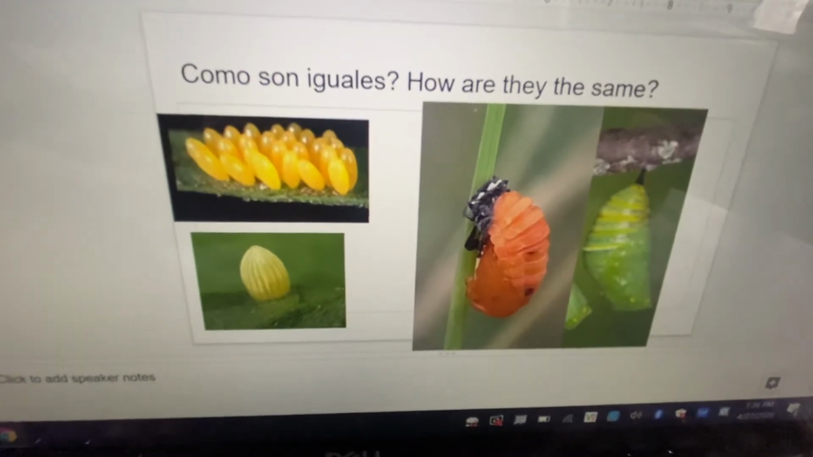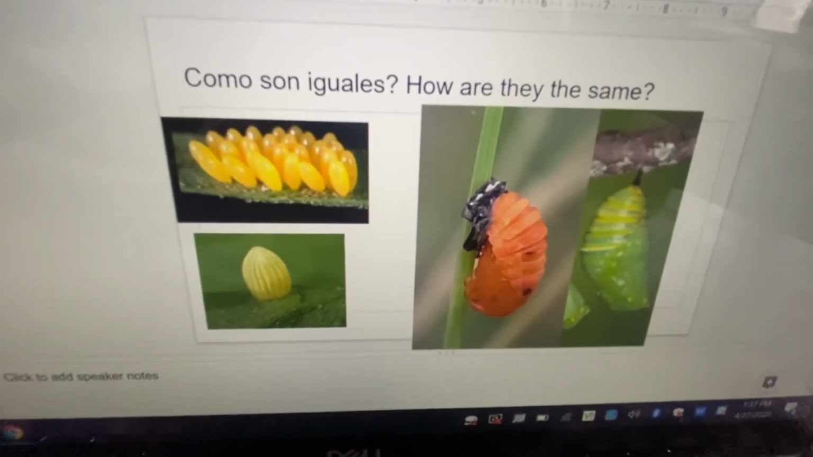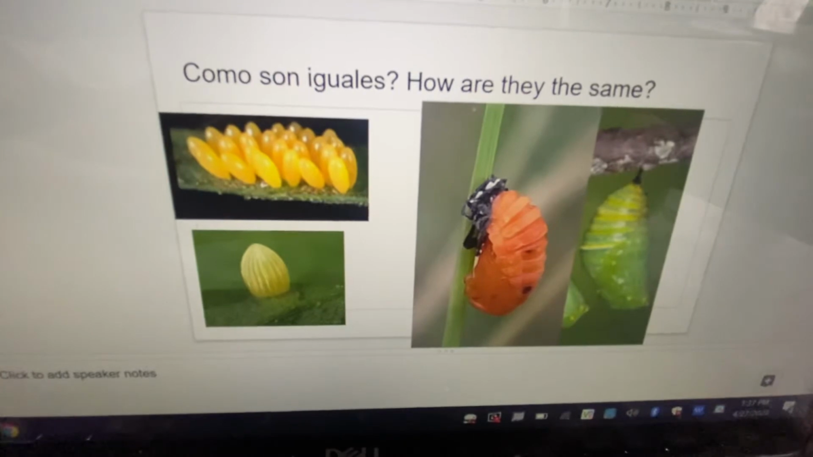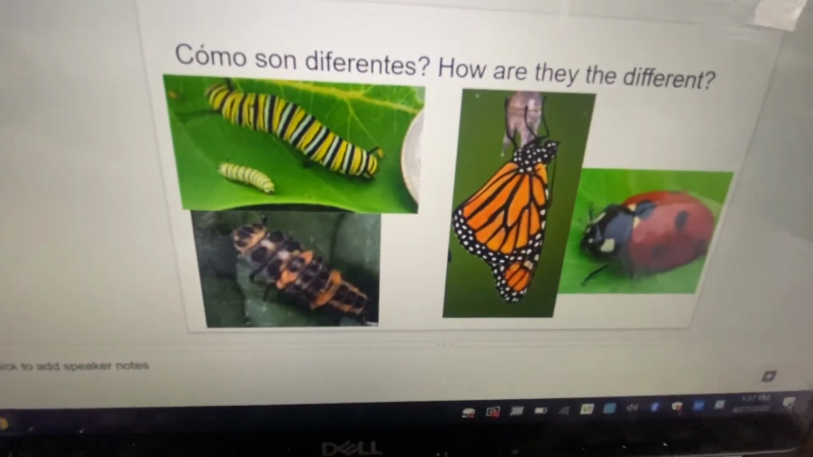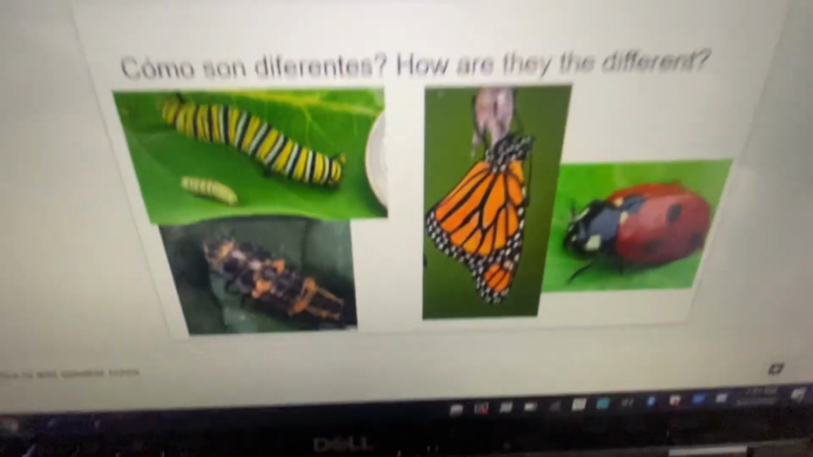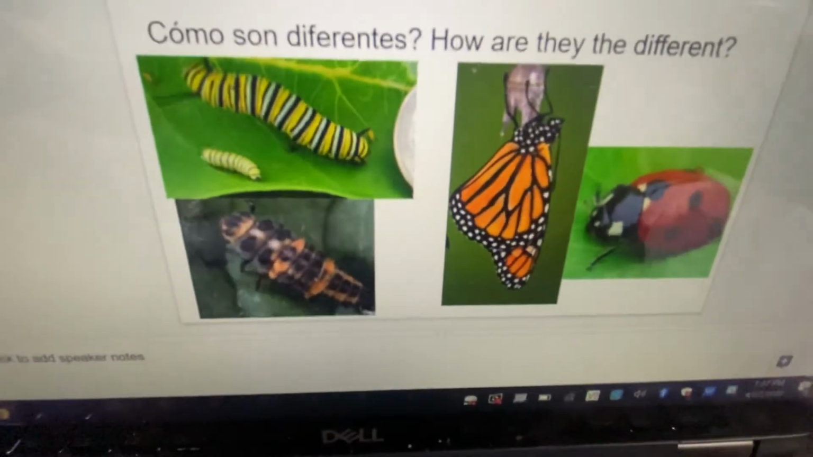We talked about how they are the same. Well, both ladybugs and butterflies come from eggs. They both make cocoons. And how are they different? Well, they look quite different, in different colors, right?